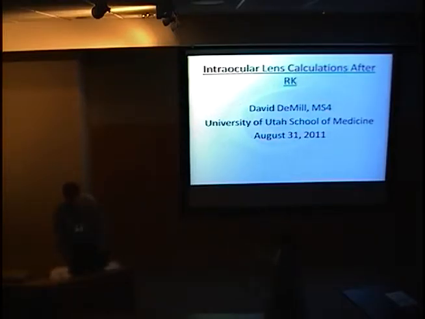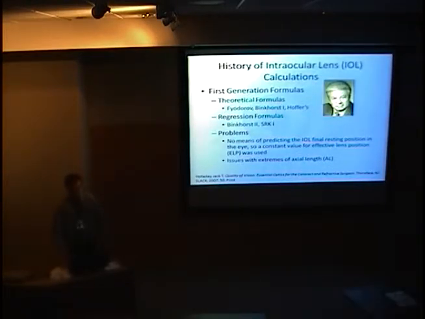Okay. So the first thing I want to do is talk about the history of intraocular lens calculations before I start talking about RK. And so the first generation formulas that came out were theoretical and regression formulas. And one of those, the first one in 1967, was by Dr. Fyodorov, who was a famous Russian ophthalmologist who made a lot of great contributions to the field of ophthalmology. And he was also the father of RK. He died 11 years ago.